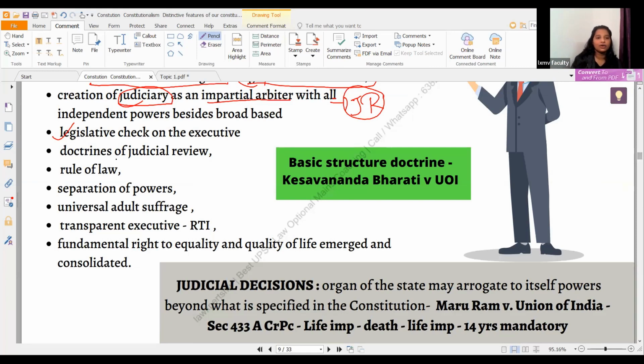Okay. Next, you have the doctrine of judicial review. I told you, right? Judiciary will be exercising this. Then you have most important concept, which is rule of law.